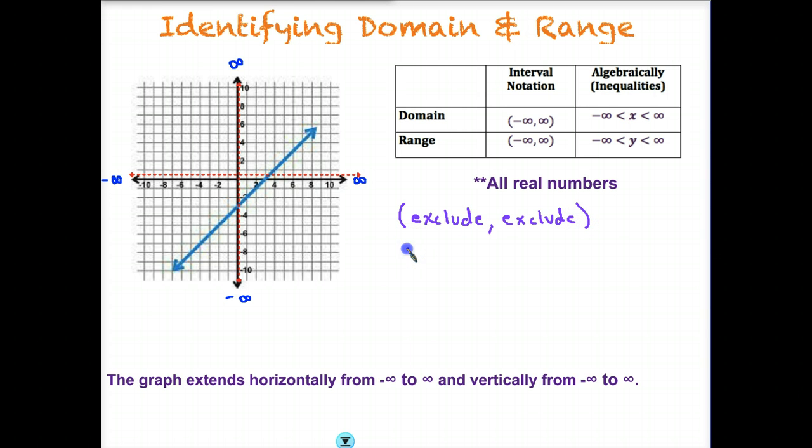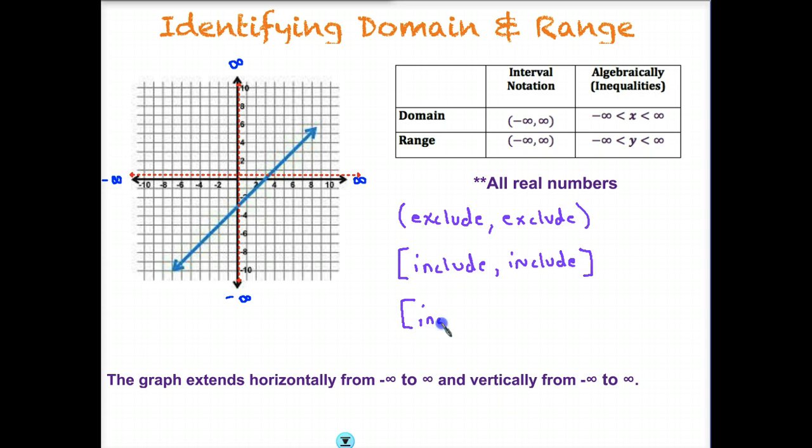You will see coming up in the next example that we also use brackets. And if we have a bracket, that means that we include the number that is next to the bracket. And this is very similar to closed circles and open circles on number lines. In this case, we would have a closed circle because we would include the number.